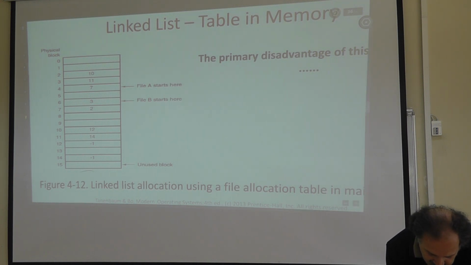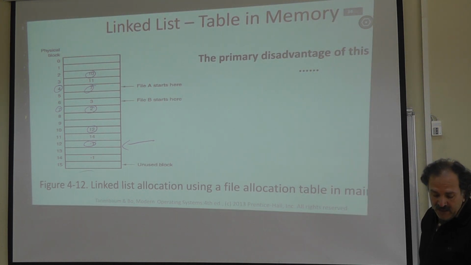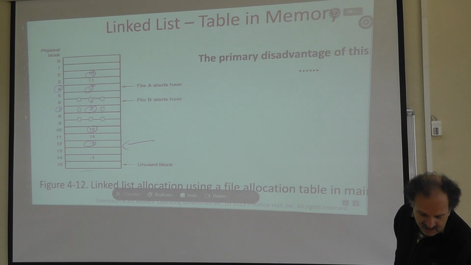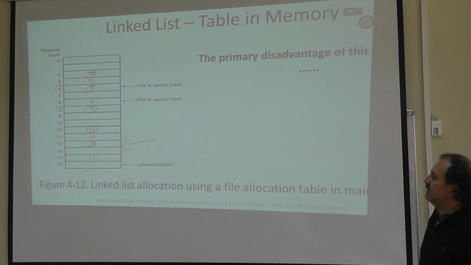It says that physical block 4 is where the file A starts. Then I follow this 7. 7 is 2, 2 is 10, and 10 is 12. 12 is minus 1. So my file A ends here. So without reading any disk, I can do my random access without doing any disk reads. Let's say I wanted to access the third block. All I do is this one, and this one. So this is my third block. I go there and now I have to go to disk and read it.